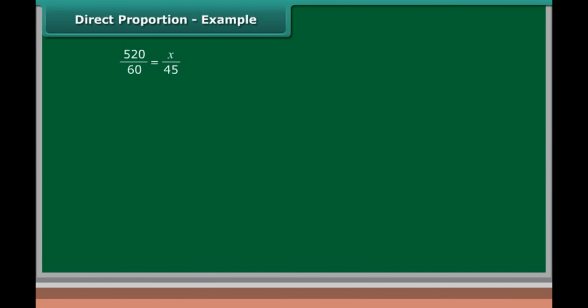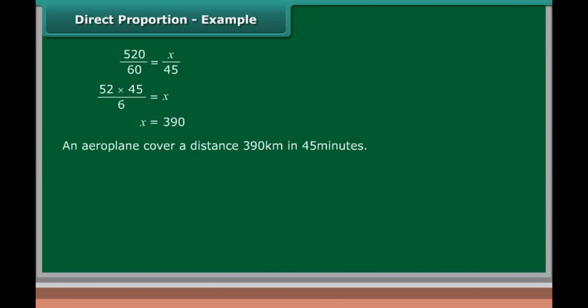520 upon 60 is equal to x upon 45. 52 into 45 upon 6 is equal to x. Therefore, x is equal to 390. An aeroplane covers a distance of 390 kilometers in 45 minutes.